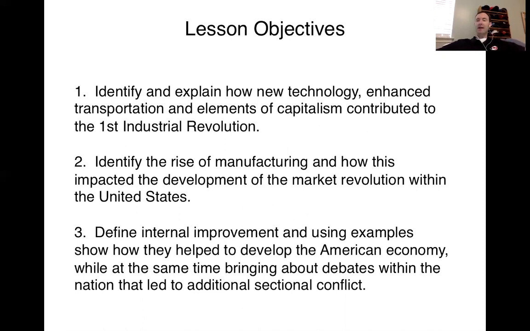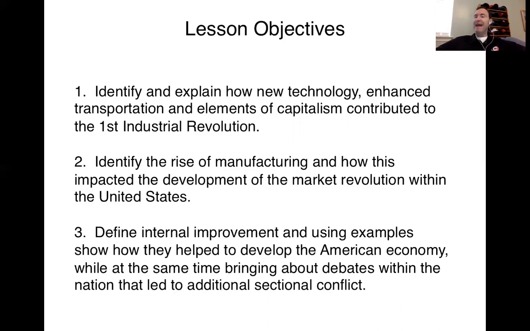So we want to be able to identify and explain how new technology, enhanced transportation, in other words, improvements, and elements of capitalism contributed to the first industrial revolution. Let's think about the difference between identify and explain. Identify is going to be list, here's a form of technology, and explain is going to be taking it to that next level. We know we have a cotton gin, we know we have a mechanical reaper, we know we have a steamboat. Now, okay, whoop-de-doo.